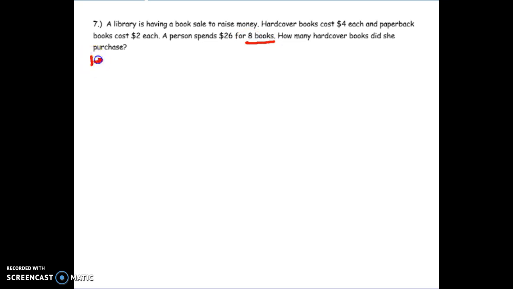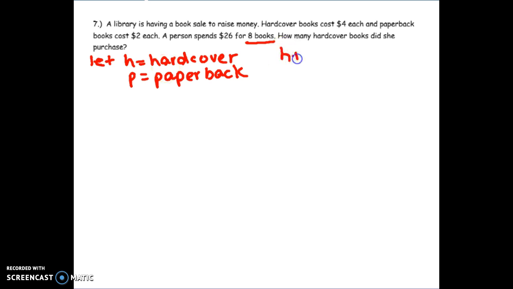So let's start with our let statement. Let H be equal to hardcover, and I'm going to let P be paperback. So the easy equation is the fact that they spent $26 on 8 books. So if you take your hardcover books and you add your paperback books, you're going to get 8.